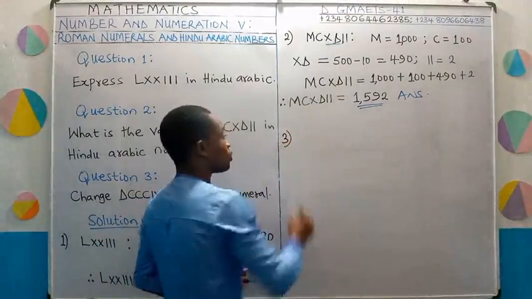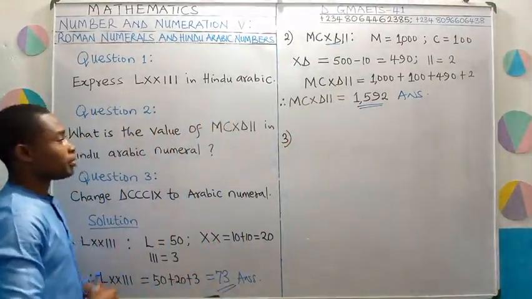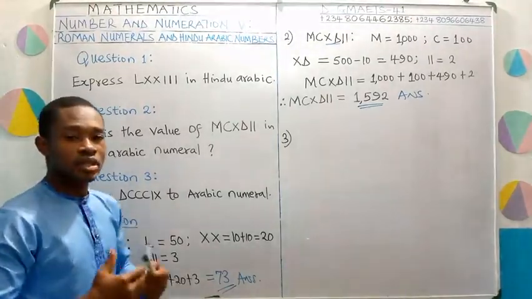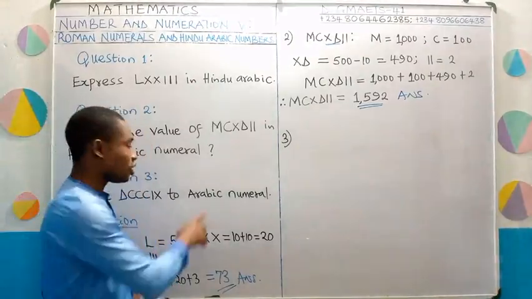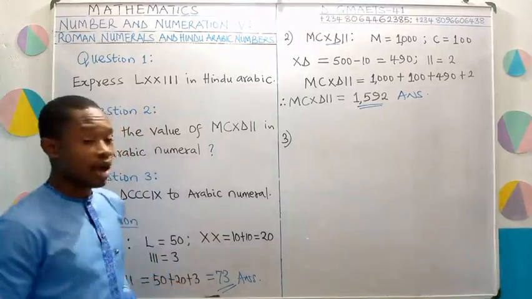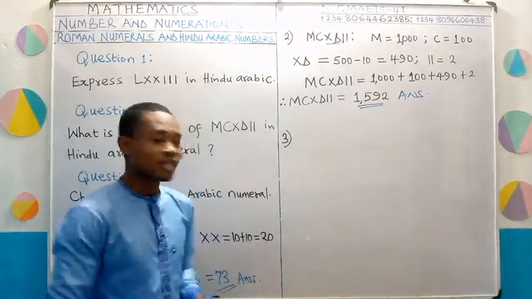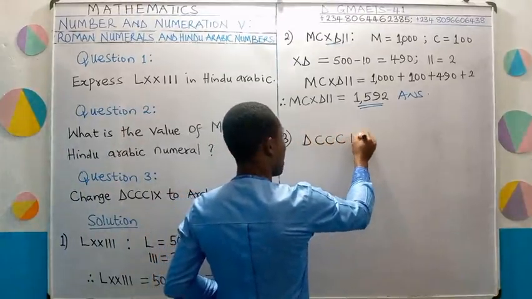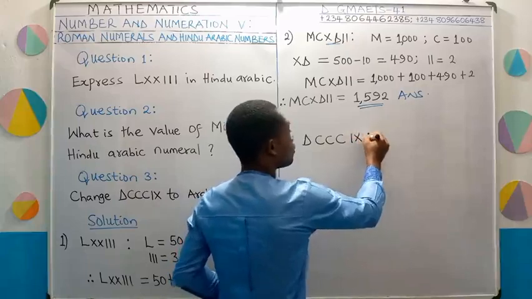Now we're moving on to the solution to problem number 3. Now in question number 3, we have to change DCCCIX to Arabic numeral. Is that okay? That is Hindu-Arabic. Now how do we work that out? We have DCCCIX. So it follows the same pattern.